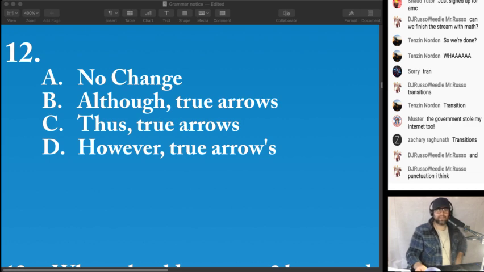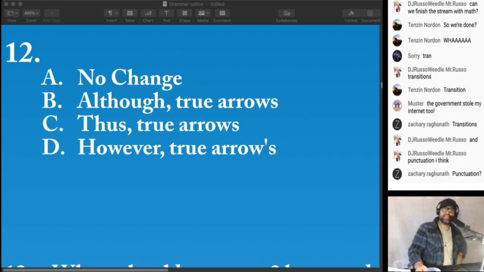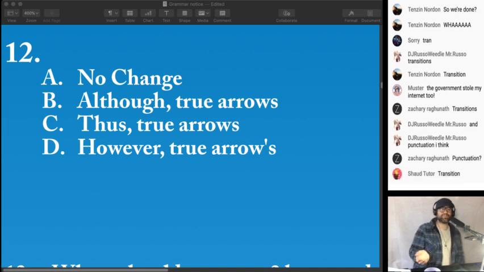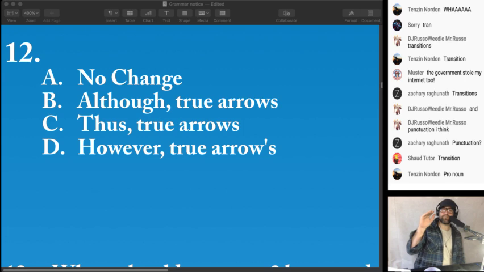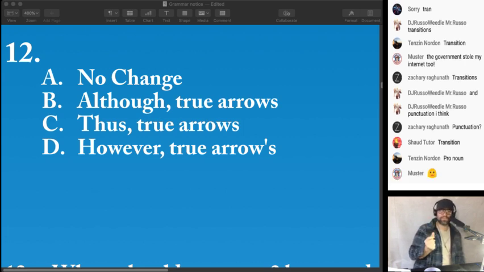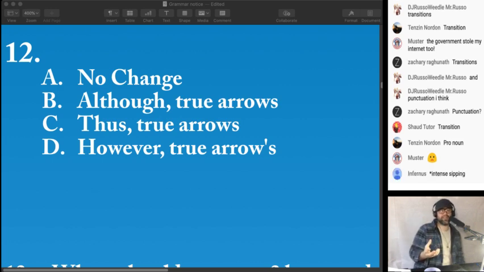Transitions and punctuation? Yes. Okay, great. So it is a punctuation problem. How do we know that? Because of the parentheses on arrows. Are we talking about multiple arrows, or are we talking about the quality of the arrows? So, yeah.